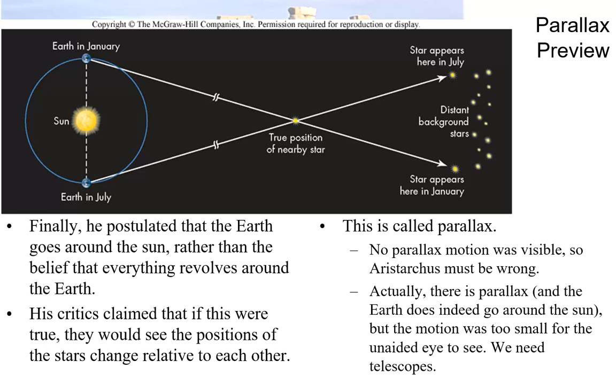There's also just the feeling. If you're sitting here in the car and somebody hits the car, you know it, right? You feel that bump. And they said that if the Earth was moving, we would feel the motion. We don't feel the motion, so we must be stationary.